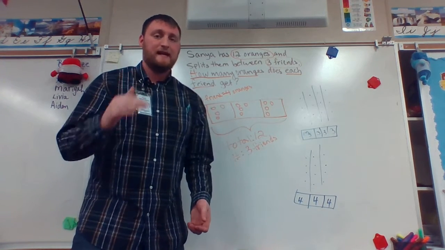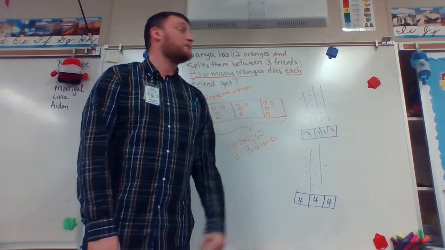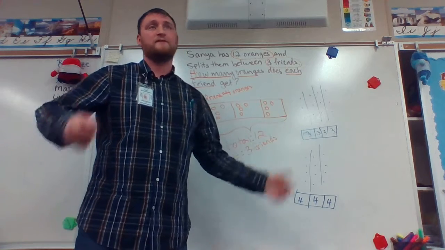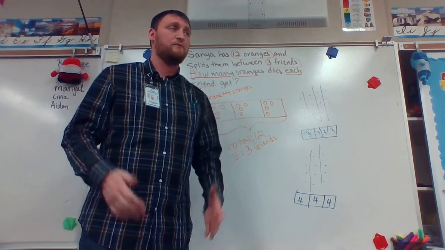A lot of them are reading like half of it, or they'll look at 12 and they'll look at 3 and go, oh, 3, 12, that's 3 times 12, and then they start drawing out an array for 3 times 12, and that's not super helpful.